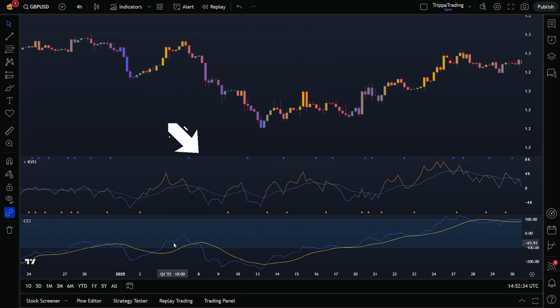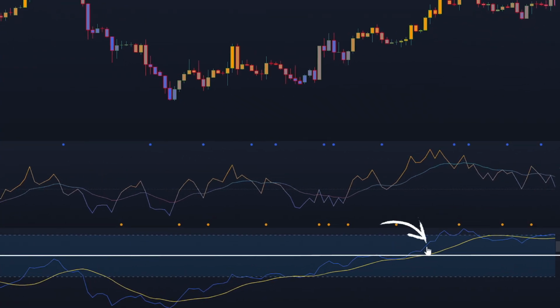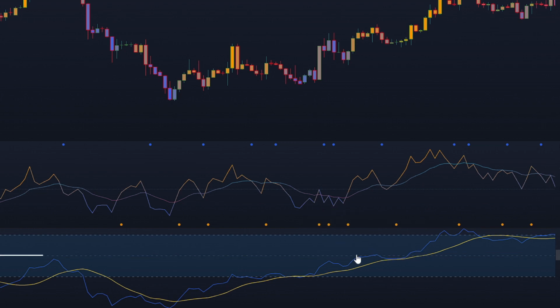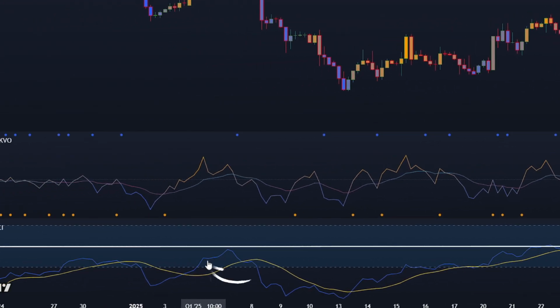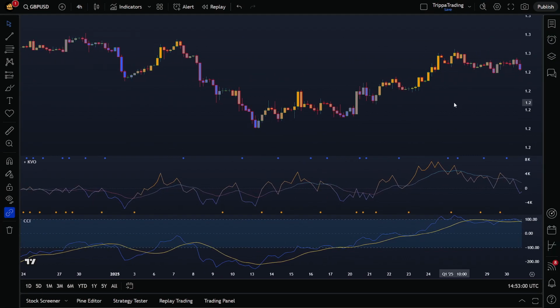Now, here's how we use the Klinger oscillator and CCI together. When the CCI line is above the center line, which is this one, we only take buy signals from the Klinger oscillator. Similarly, when the CCI line is below the center line, we only take sell signals from the Klinger oscillator. This helps us avoid trading against the overall trend and significantly reduces the number of false signals.